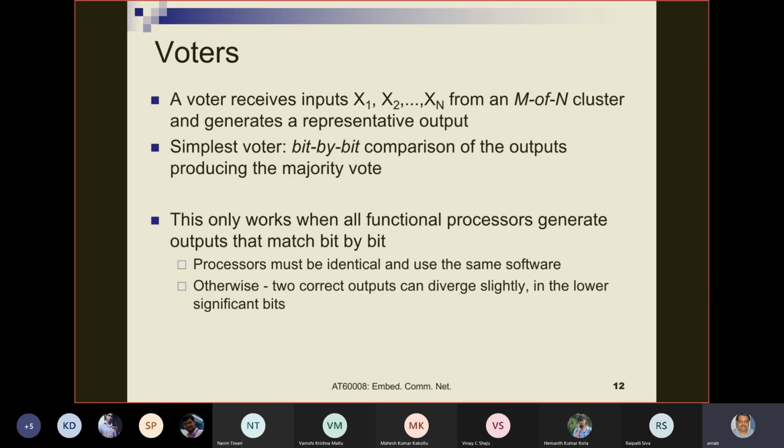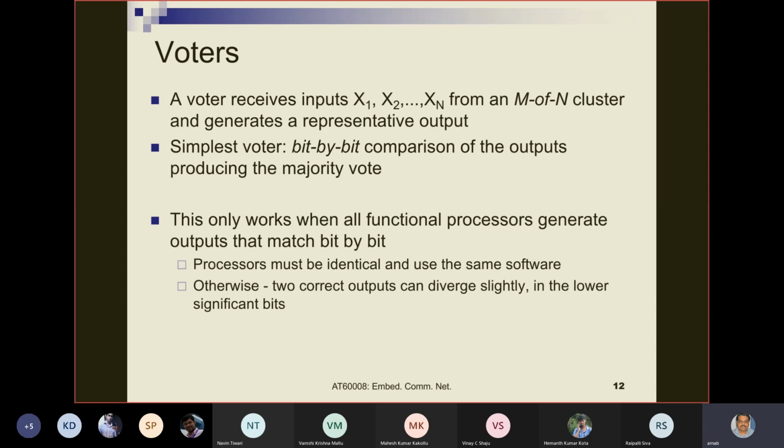Okay, now we talk about voters. Firstly let us see the types of voters, and then we will see how the problem of voters can be handled. A voter, as we saw in the last diagram, receives inputs x1, x2, up to xn from an m of n cluster and generates a representative output.